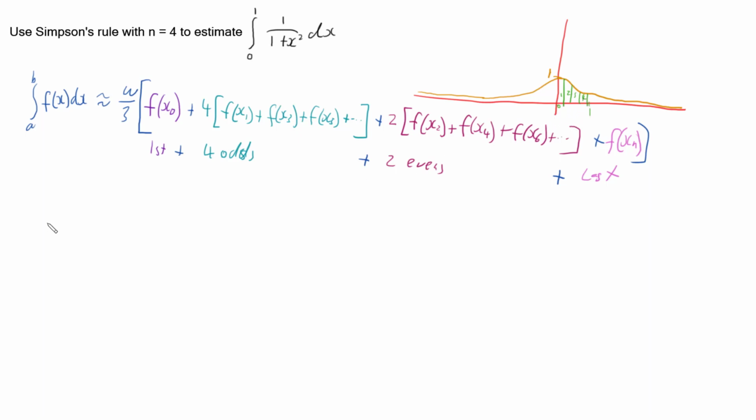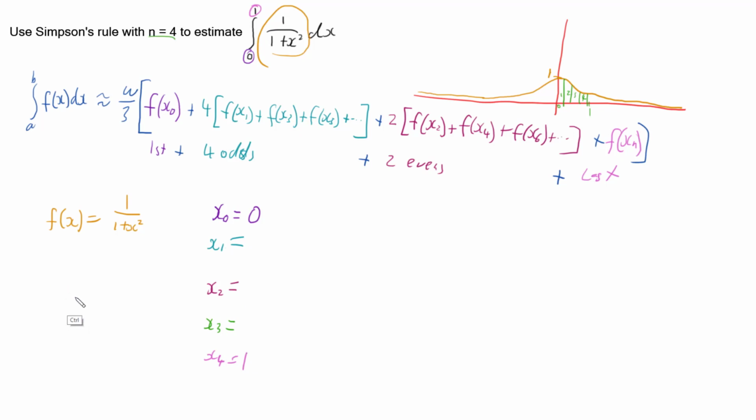So f of x for us is this 1 on 1 plus x squared. And our slices, well, my first x0, that's my first bound, which is 0. And my last slice, xn, which is going to be x4 because I'm going to have n equals 4, is going to be my last bound, which is x equals 1. And then I need 4 slices in between. So that means that I need to know what x1, x2, and x3 are.